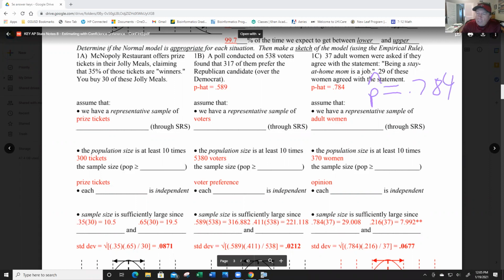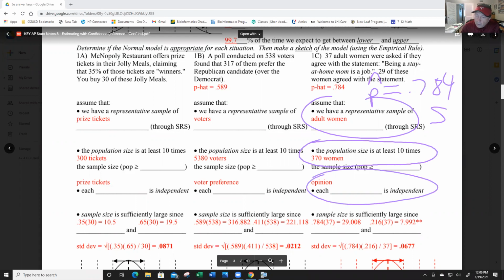Assuming we have a representative sample of adult women, fine. That's the S in spin. Assuming the population is at least 10 times greater, yeah, 370 women. It's at least 370 women. Each opinion's independent. Now, check this out.